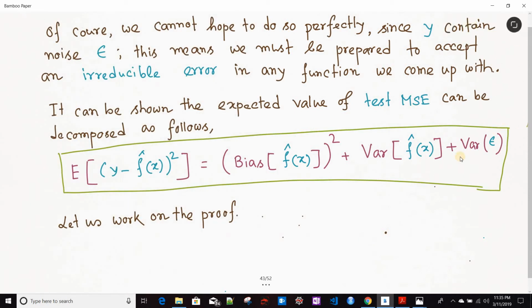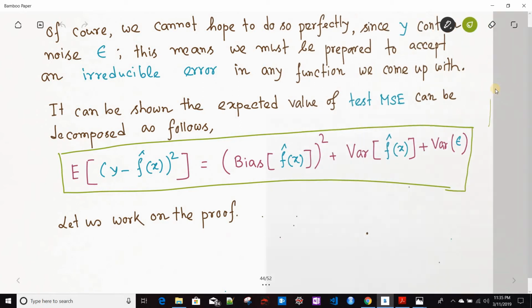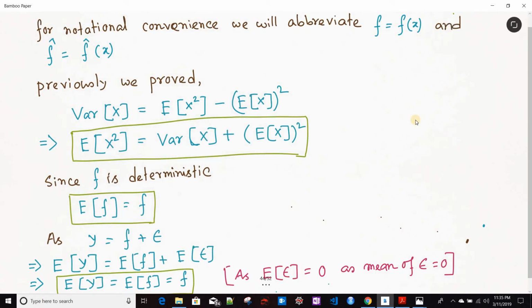Now, we always have our irreducible error, so that means we always have some kind of error in our prediction, but that's fine. But the reducible error we can minimize, right. Now let us work on this particular proof of expected value. So for simplicity, we'll write our main function f as f(x), and f cap as f cap(x), like our main output function.